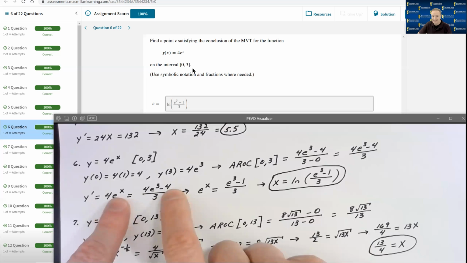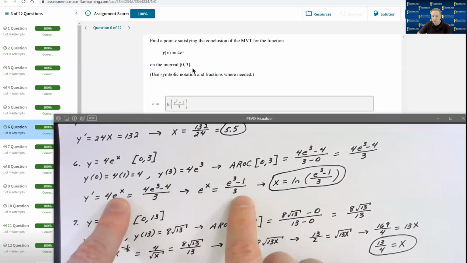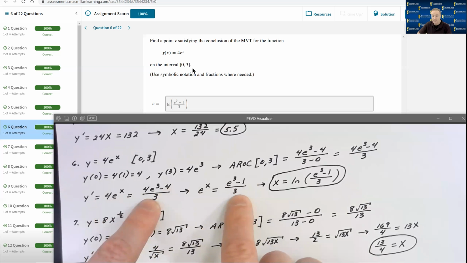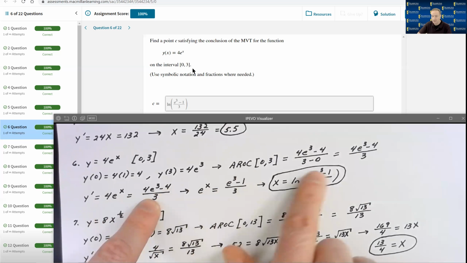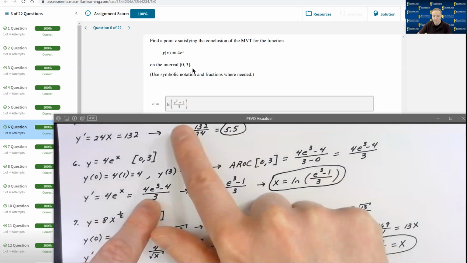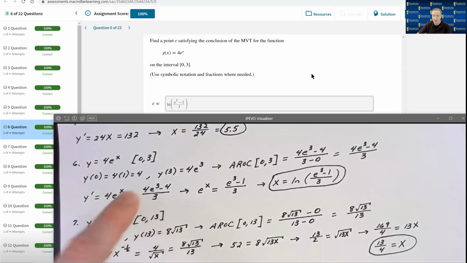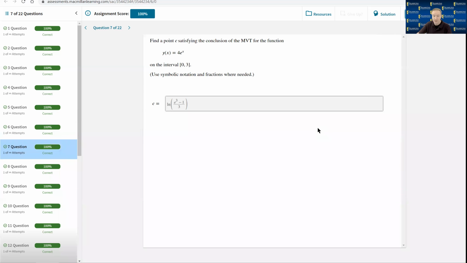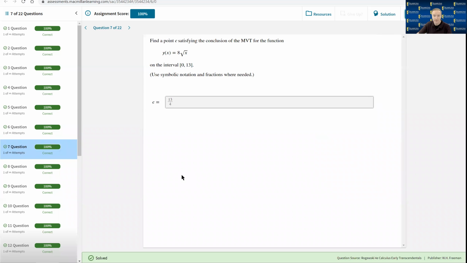So I will get e to the x is equal to e cubed minus 1 all over 3. And then I could solve for x by taking the natural log of both sides. So x is going to equal the natural log of this fraction. And put that in on achieved, and you would have the correct answer. Again, on that one, they did not want a decimal.